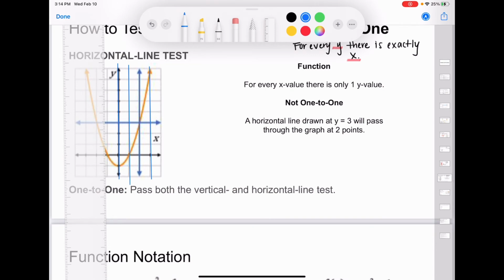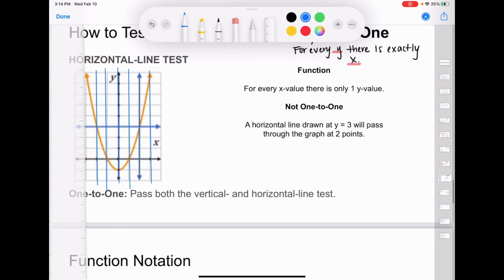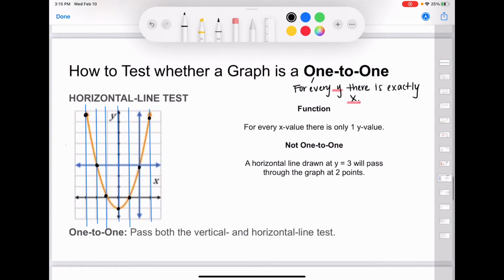And we want to make sure if it is a function, then for every x, there's exactly one y. So we want to make sure every line has only one coordinate on it. 1, 1, 1, 1, 1, 1, 1. And so we see for every vertical line, there's exactly one coordinate on each of those lines. And so it might be a function, but this one is not a one-to-one function.